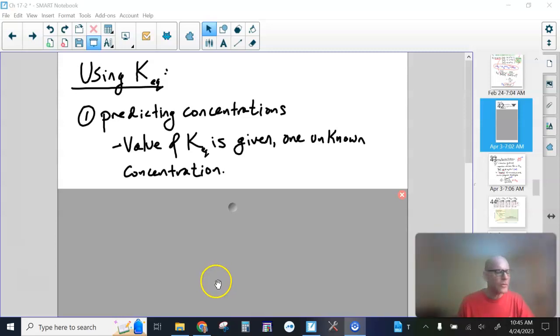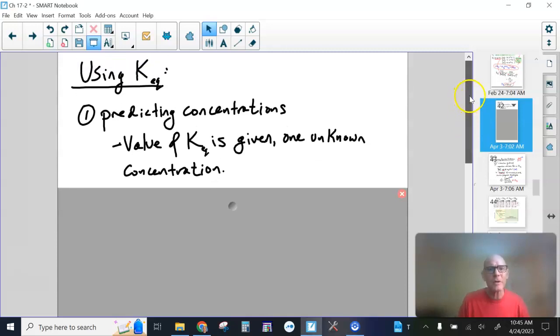This video lesson will show you some other uses of the equilibrium constant, in particular doing some calculation to work to predict concentrations or to predict whether a system is at equilibrium. So first, predicting concentrations. This is some very simple algebra.